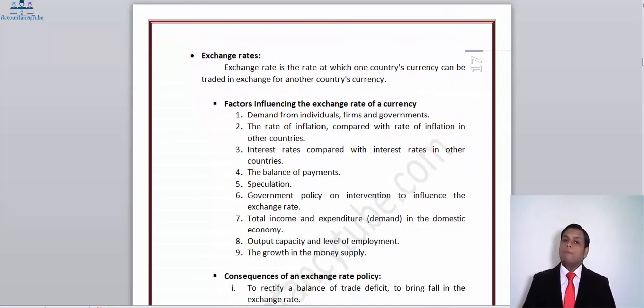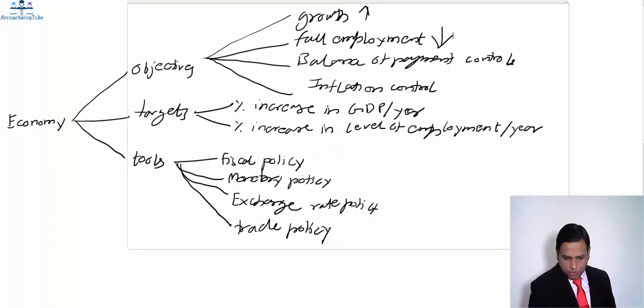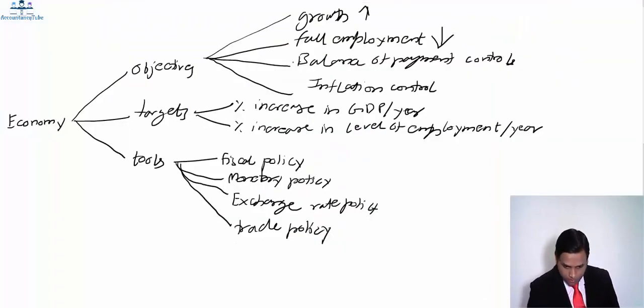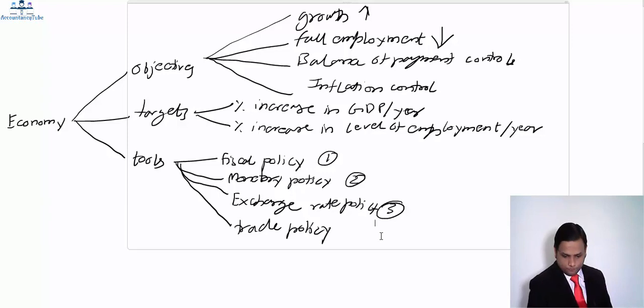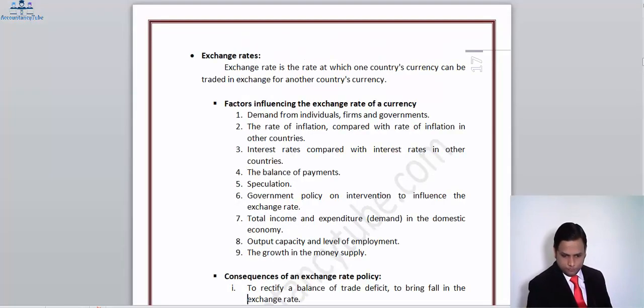The third tool which the government has is the exchange rate. I can show you it again on the chart. We have covered the fiscal policy, we have covered the monetary policy, and now we are talking about the third tool which the government has to influence the economy. Exchange rate is the rate at which one currency can be traded in exchange for another. There are a number of factors that influence the exchange rate.